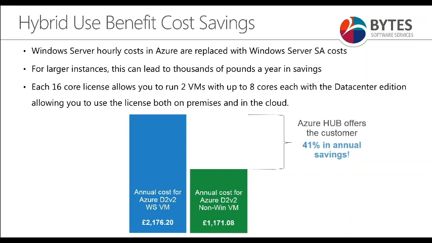To be able to use that benefit, you need to have Software Assurance on Windows Server, and each 16 core license allows you to run up to two VMs with up to 8 cores each, or one VM with 16 cores. Depending on the edition you have, if you've got Datacenter Edition, you can use both your on-premises software, so you can use your Windows Server on-premises as you do and also get your two VMs in Azure. With Standard, you have to use them either in Azure or on-premises. But either way, it will be cheaper to use your volume licensing for Windows Server than paying per hour.